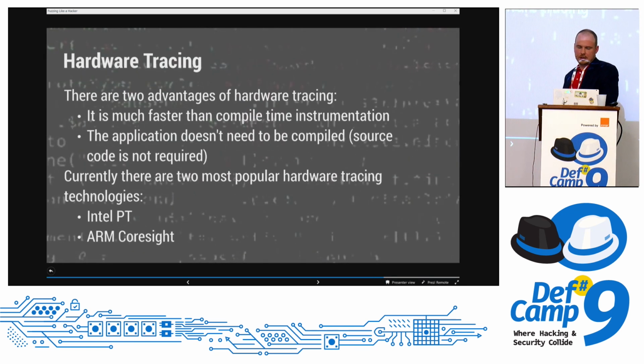Yes. The other thing is hardware tracing. There are two advantages over compilation time instrumentation. One is it's much faster. And the second thing, the application doesn't need to be compiled. This is very important. So we can buy an application, we want to test it, we don't have the source code. We can use hardware tracing and get very good results. The two most popular hardware tracing technologies are Intel PT, Intel Processor Trace, and something called ARM CoreSight.